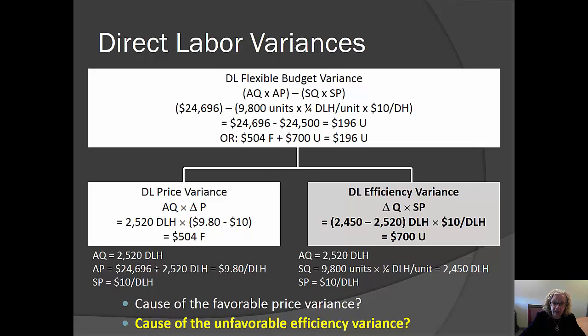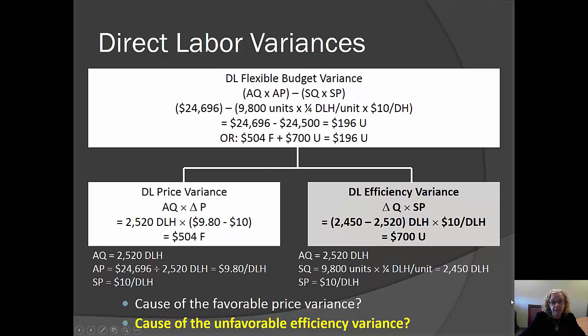What about the efficiency variance? That always comes from using more labor hours than we expected. And that happened in this case. We used 70 more labor hours than we had budgeted. Now the question is, why did that happen? One possibility is that the machines broke down, and because of that, it took our workers longer. The managerial implication of machine breakdowns is we need to get the machines fixed because it's costing us money when they don't work properly.